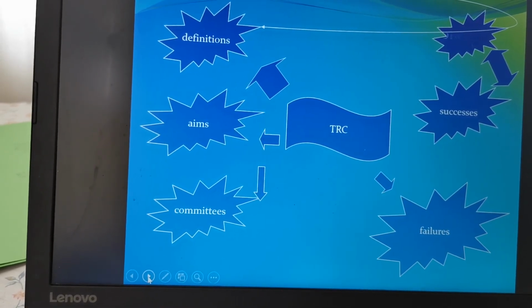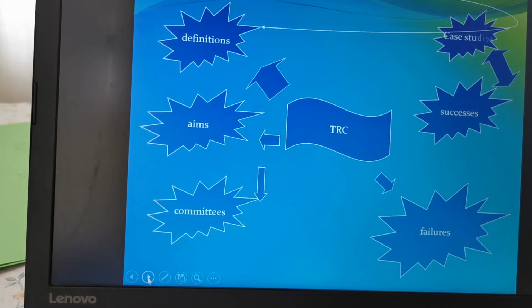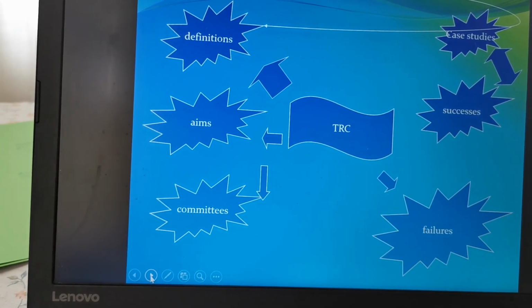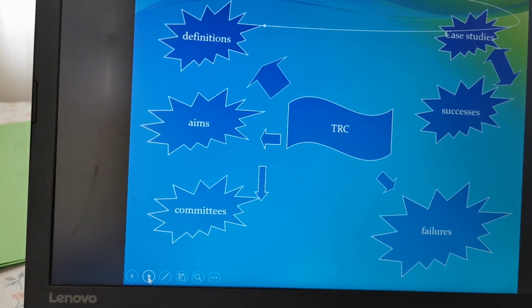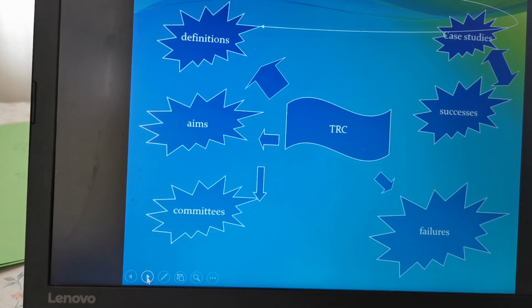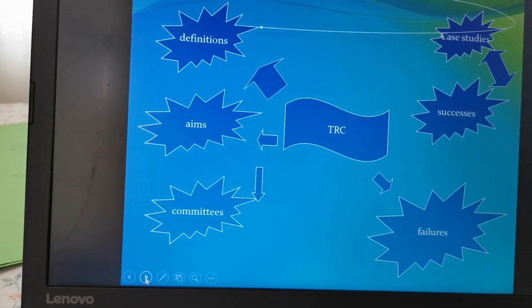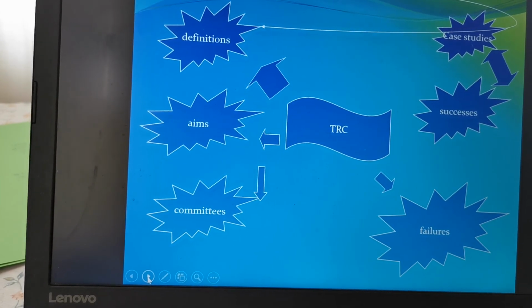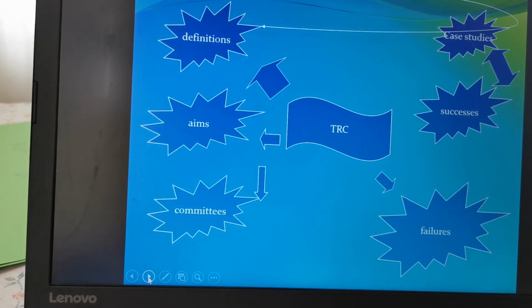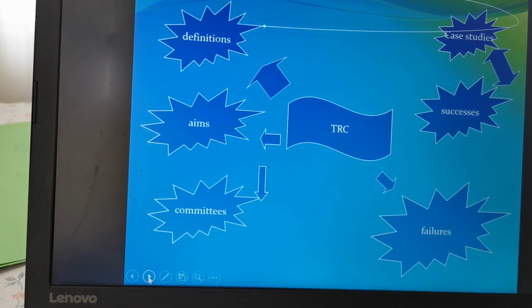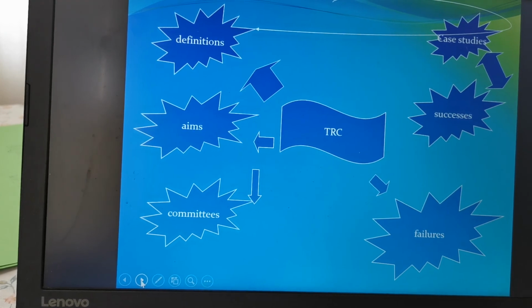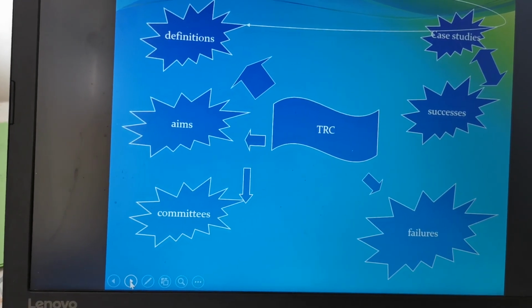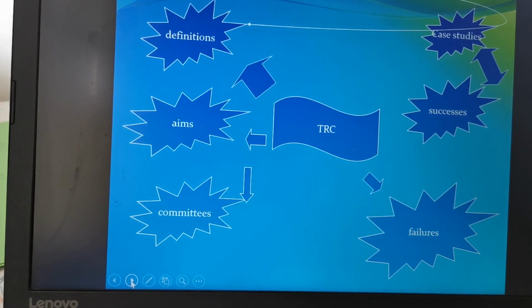And ultimately you need case studies, so you need to know as many examples as you can of perpetrators, victims, what the experiences were at the TRC, and whether the TRC failed them or led them to a catharsis, to a moment of relief, a moment of understanding, and a moment of being able to have closure on what had happened to their loved ones. So healing. And that is the TRC section.